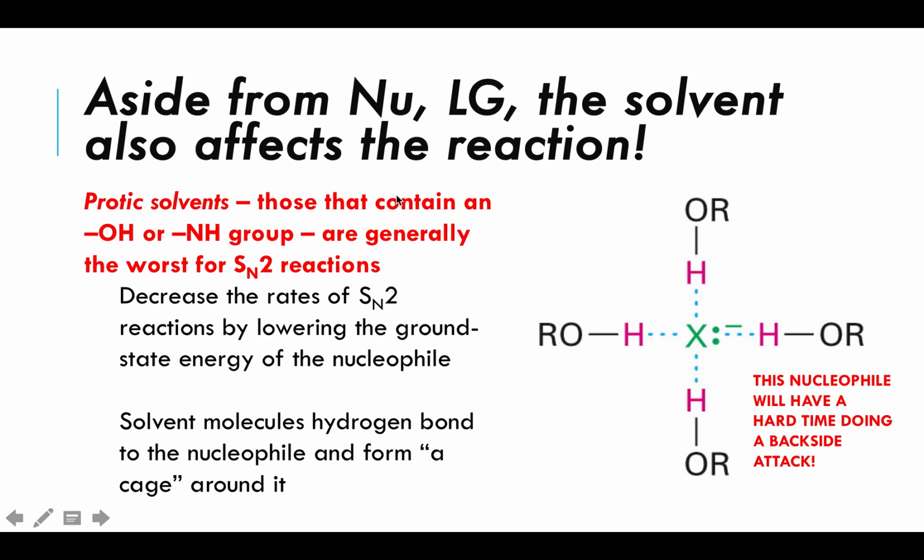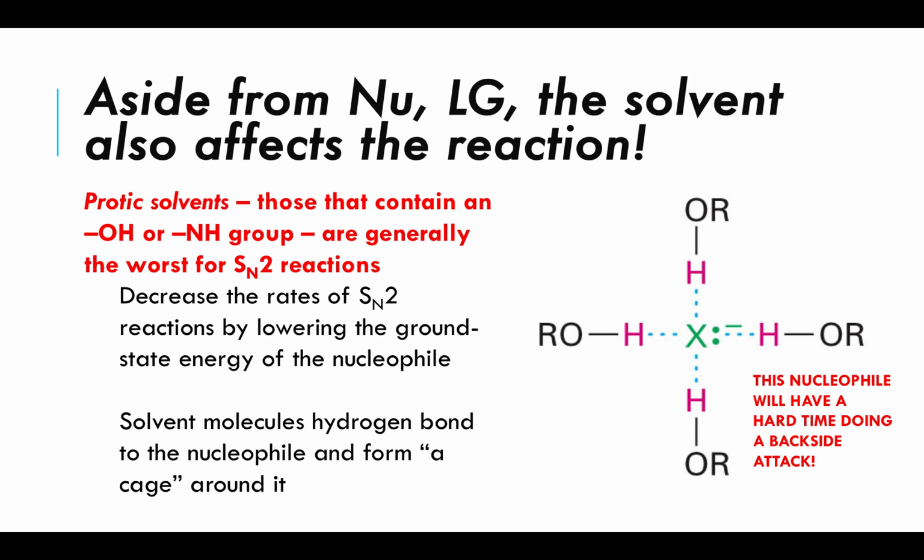What does it mean for something to be protic? For something to be protic, it simply means it has a hydrogen bonded to an oxygen or a nitrogen. So an example would be, let's say, water. Water has an OH bond, so water is a polar protic solvent, since water is also polar. Alcohols, let's say ROH, they have an H bonded to an oxygen, so alcohols are also protic solvents. So they can be polar or nonpolar, but they can also be protic or aprotic.